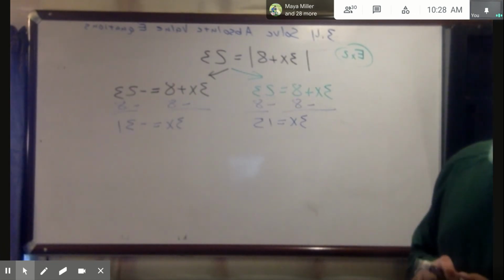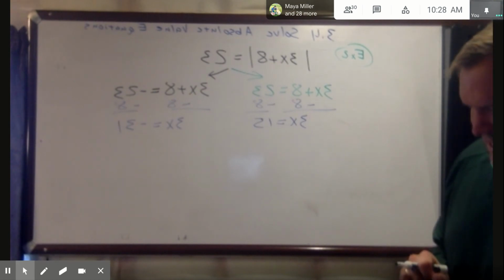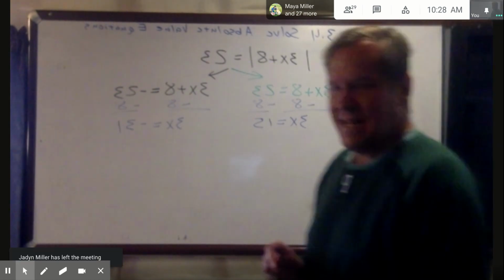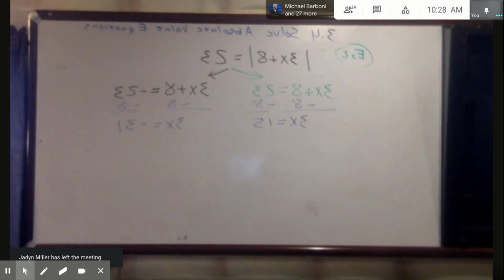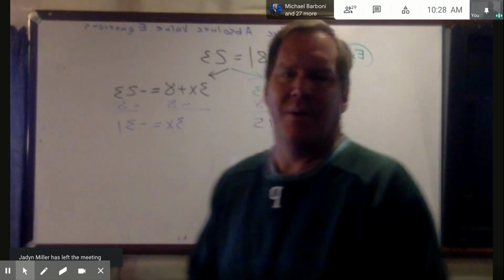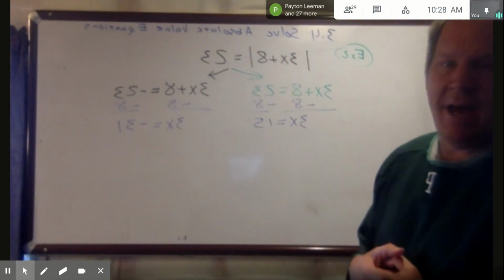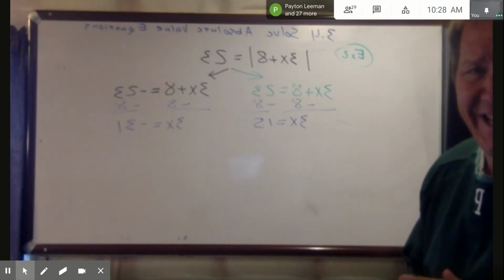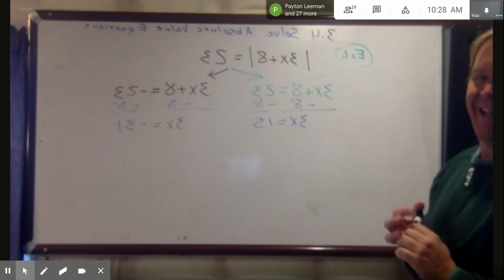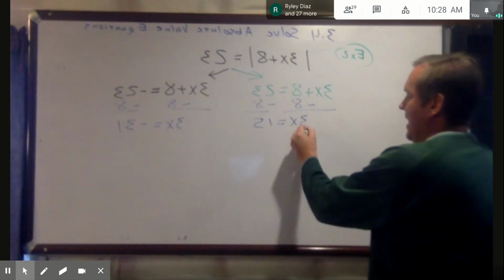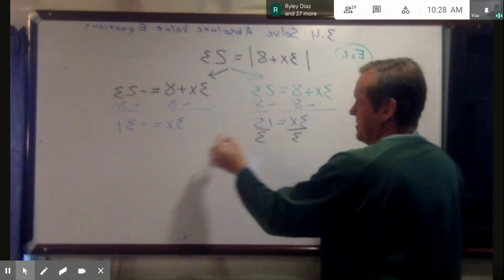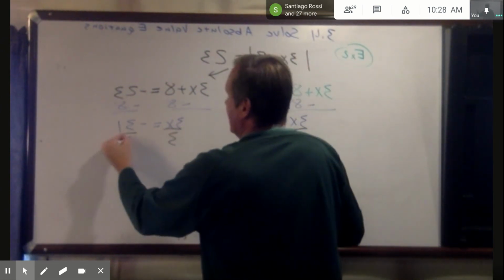Got me, Jaden? Oh, it looks like she got bounced out. Maya, you want to help her out? Divide by 3. Divide by 3. I got wiped out. Looks like your sister got bounced out by Google Meets.